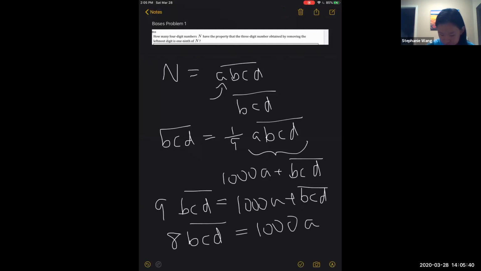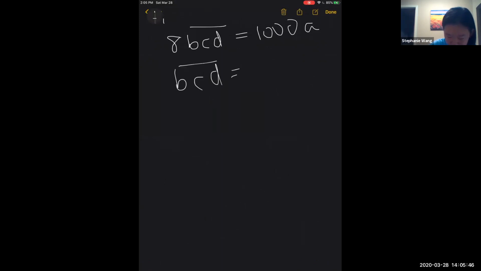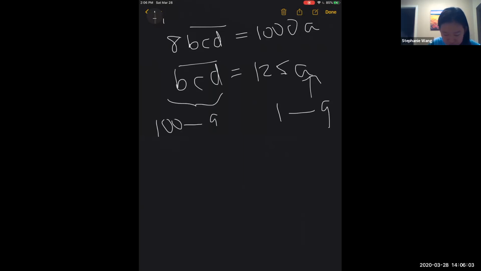So now we can just simplify this. We get BCD equals 125A. And keep in mind that A is a 1-digit number, so A is any number from 1 through 9. And we know that BCD has to be a 3-digit number, so BCD ranges from 100 to 999.